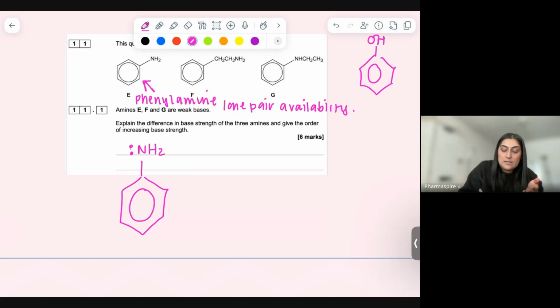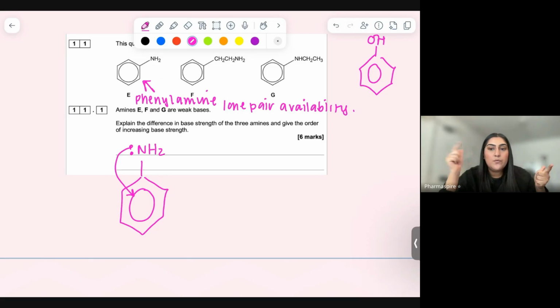So what happens is the lone pair from the amine donates its lone pair to the system, which is so electron dense. And that's why the lone pair is no longer available. So that's why it's the least basic, because the lone pair basically becomes unavailable. It would rather go to the ring than actually perform a base reaction. Is everyone happy with that?